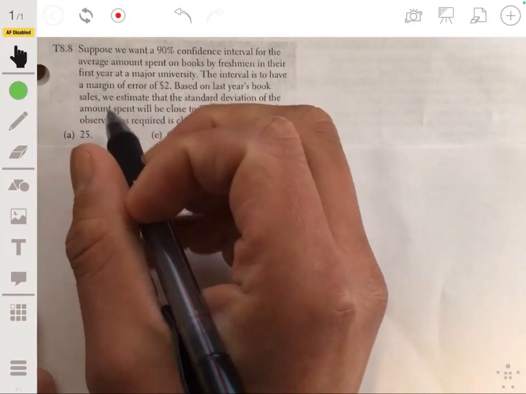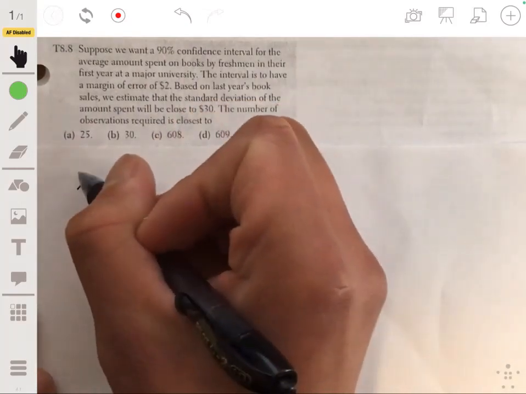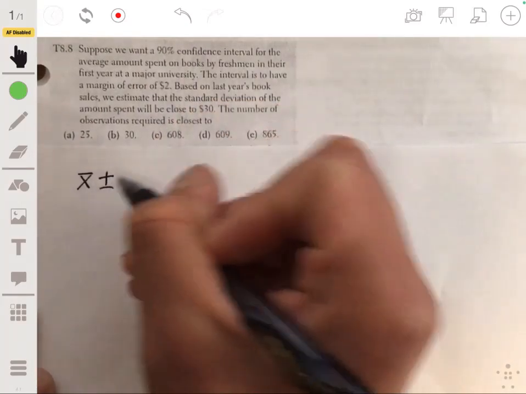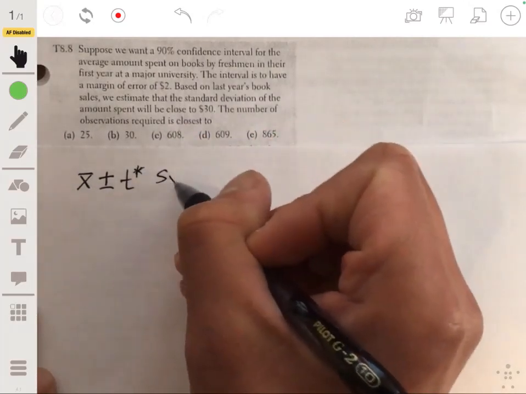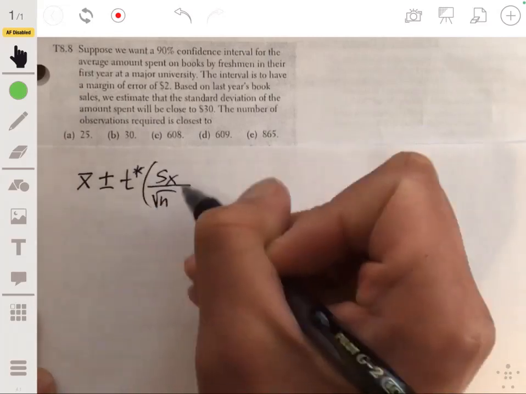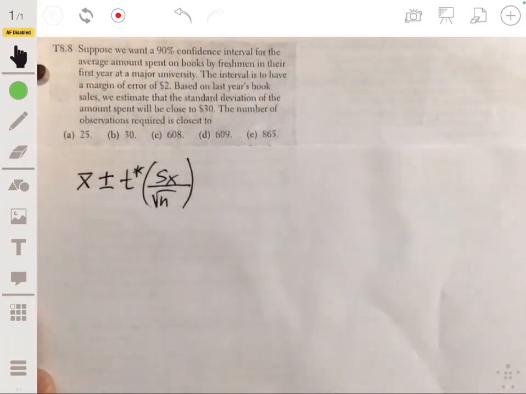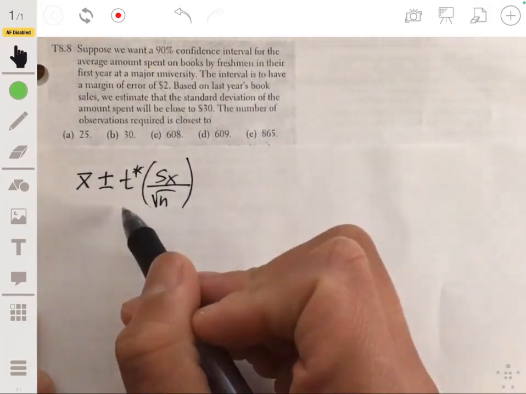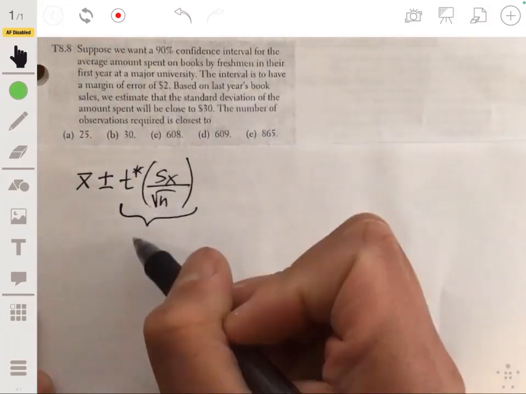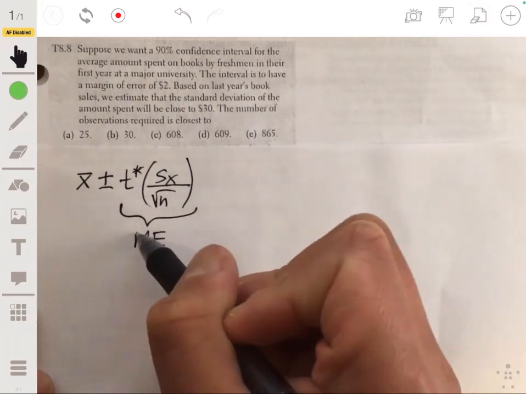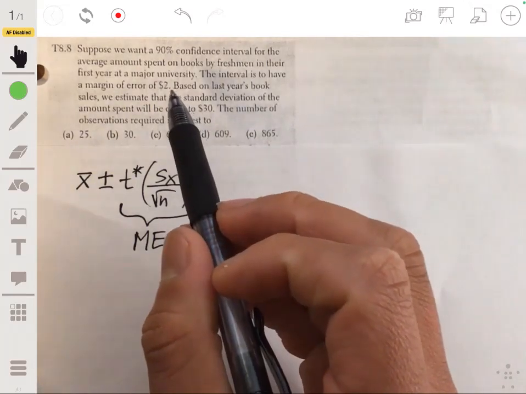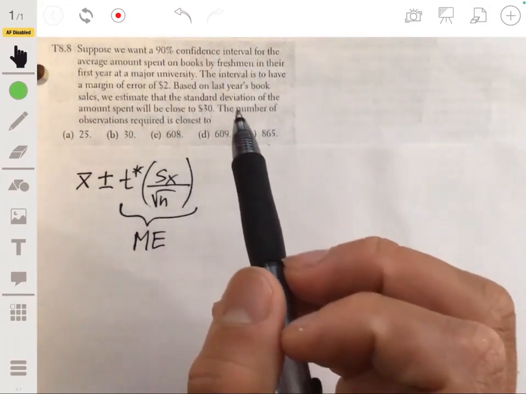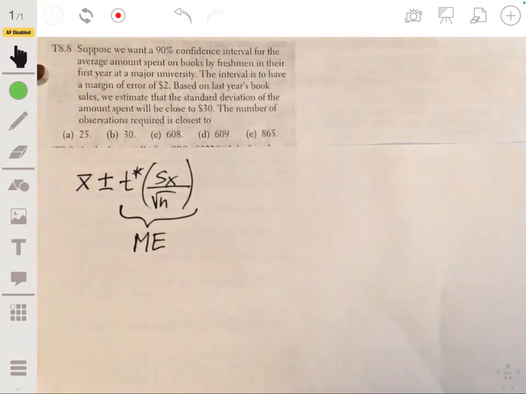Okay, so for this, let's first start off by writing the general form of the confidence interval for estimating a population mean. That'll be x bar plus or minus t star times the standard deviation of the sample over the square root of n. Let's remember that x bar is our point estimate, and this whole portion is the margin of error. So we want this part of the equation to be $2, or less than $2.